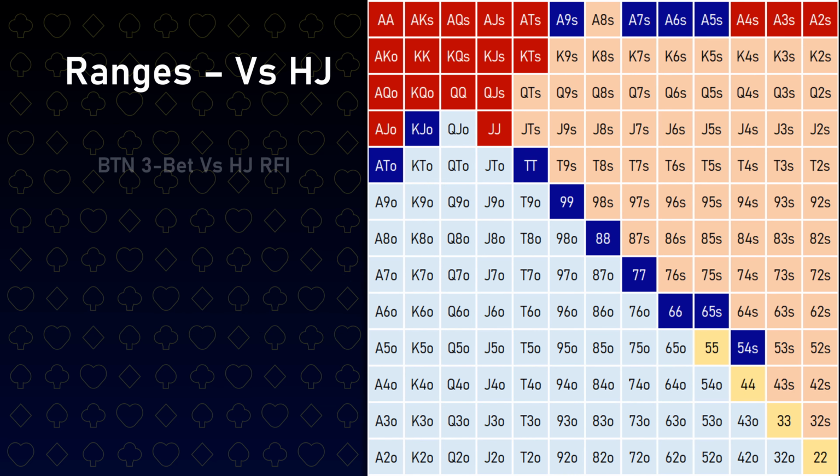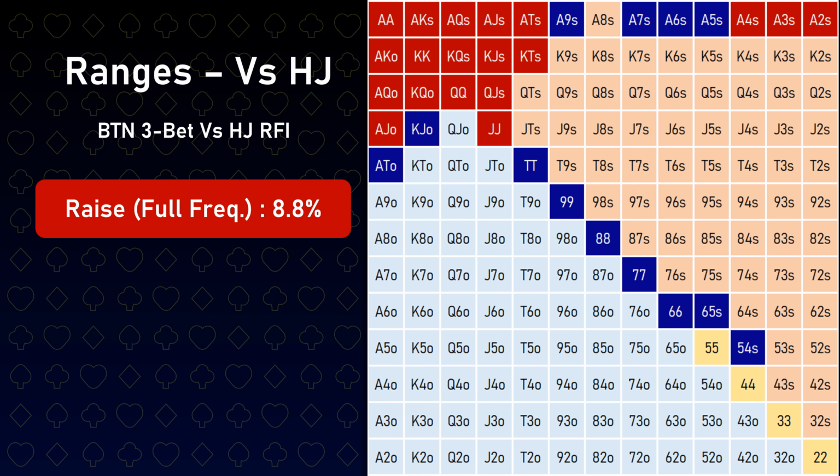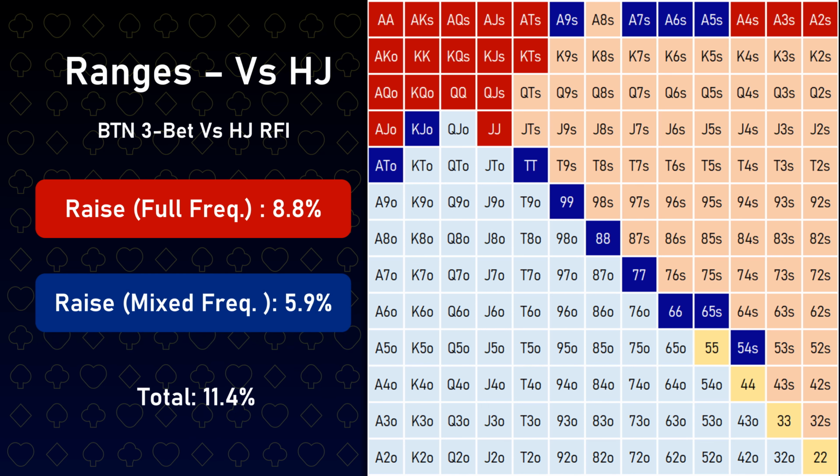Now let's focus on the 3-betting ranges for the button when facing a raise from the Hijack. In this scenario, we aim to 3-bet approximately 8.8% of hands with a pure frequency and 5.9% of hands with a mixed frequency. Once again, this range closely resembles the previous one, where we raise our strongest hands and balance them with low-suited aces, pocket pairs, and suited connectors.